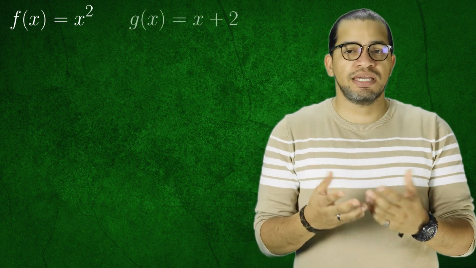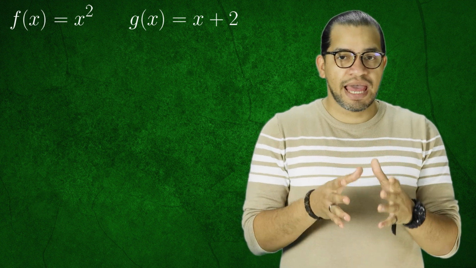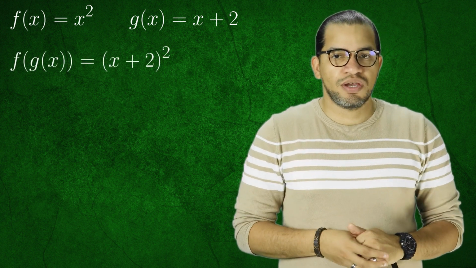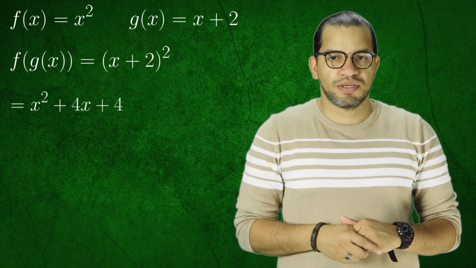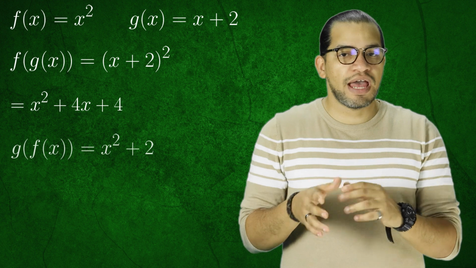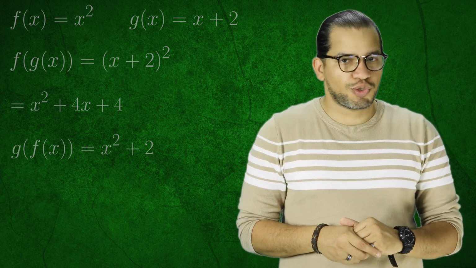Let us consider the following two functions: f of x equal x squared and g of x equal x plus 2. Then, f of g of x will be equal to x plus 2, squared. And g of f of x will be equal to x squared plus 2.